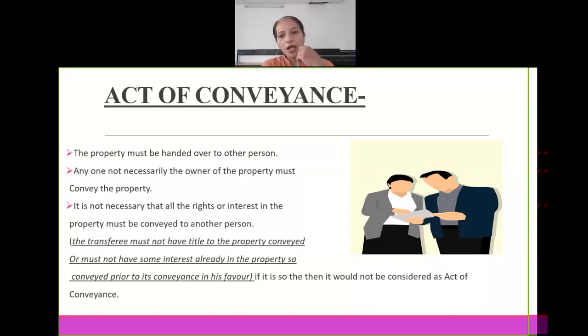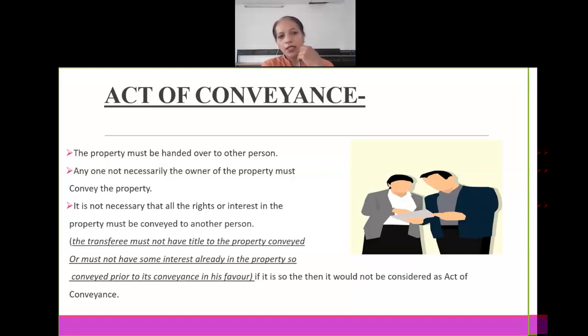The title is to be handed over from one person to another, or any kind of interest in that particular property needs to be transferred from one person to another person. Then in that case, the act of conveyance means the property must be handed over to the other person.